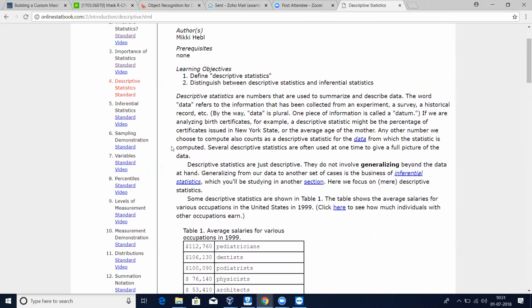Okay, so descriptive statistics deals with basically describing the data. It is just descriptive. It does not even generalize beyond the data at hand. Whatever data is there, from there you are doing some description, understanding the data set, and it doesn't go beyond it.